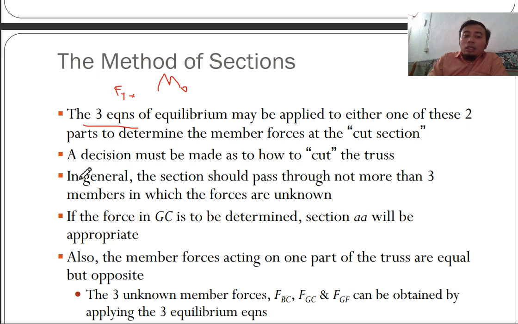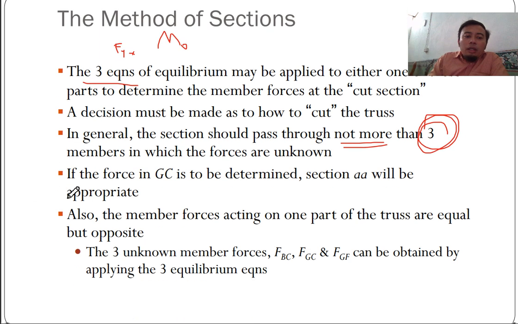So a decision must be made as to how to cut the truss. You need to determine where to cut. Specifically, if you want to find specific members, you cut at those members. In general, the section should pass through not more than three members. These are the rules. If you don't follow these rules, you can't solve your equations. So there are four members there, so you need to line your cut differently.